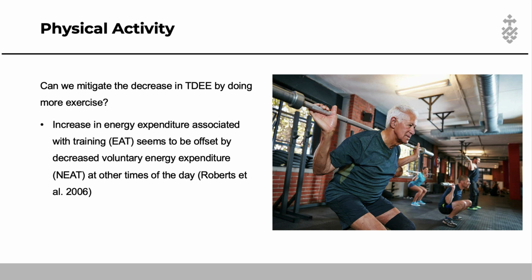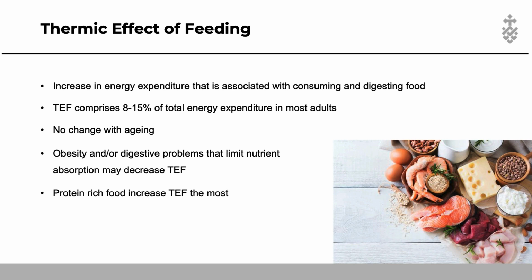All right, and now we'll finally look at the fourth aspect of metabolism, which is the thermic effect of feeding. And this is the increase in energy expenditure that's associated with consuming and digesting food. And it makes up anywhere between around 8 to 15% of our total energy expenditure. Now, the energy expenditure required to digest food doesn't change with aging. However, we do see some declines with people with obesity or digestive issues that might limit nutrient absorption.